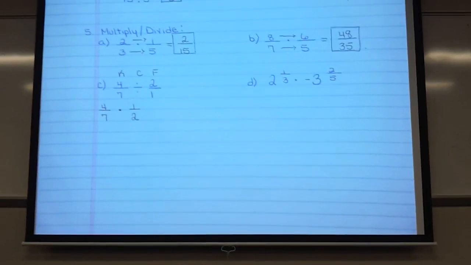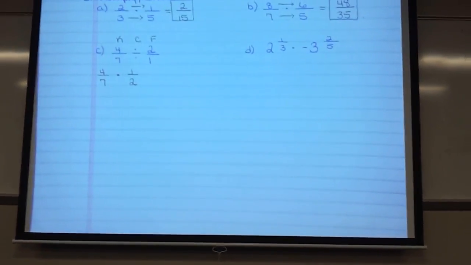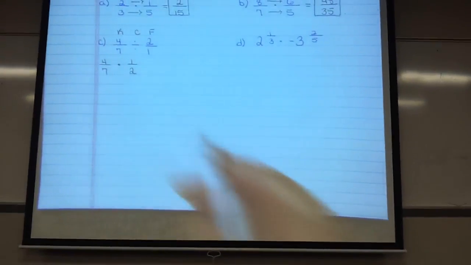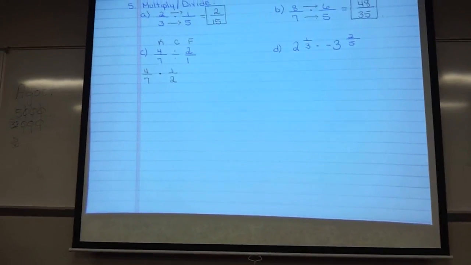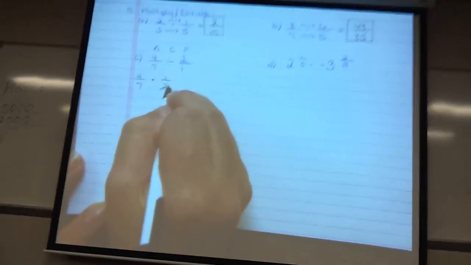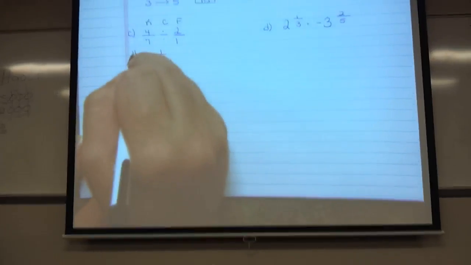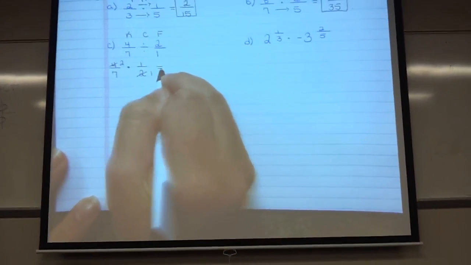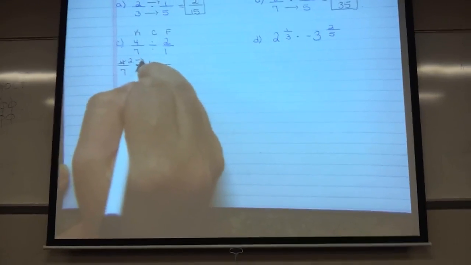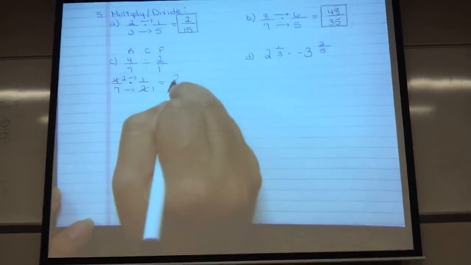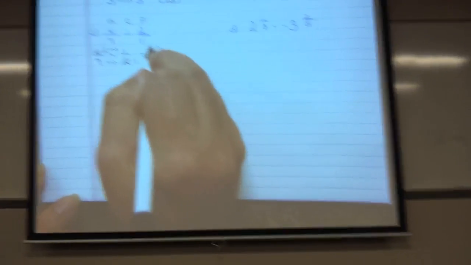So 4/7 times 1/2. And then, do we have anything that we could cross cancel? Which numbers? 2 and 4. Again, you don't have to. You can go straight across. 2 goes into 2 once. 2 goes into 4 twice. Now when I go straight across, what number will I have on top? 2 over 7.